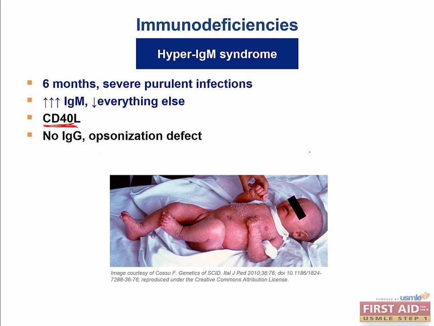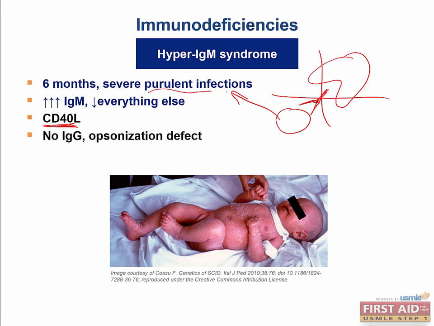So without this class switching, there will be no IgG, which you recall from earlier too. That's an important opsonin and allows macrophages to latch on to pathogens and phagocytose them. So if you can't do this, you're going to have pathogens take over your body, hence the recurrent purulent infections.